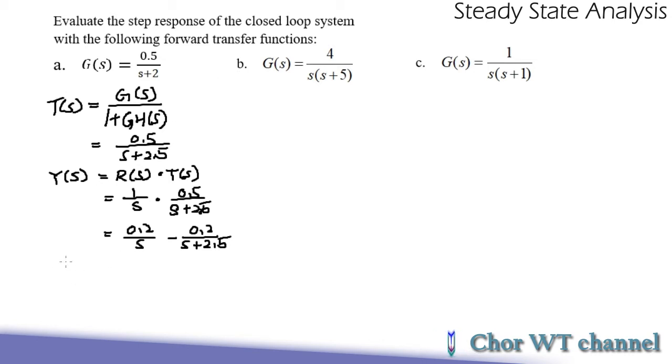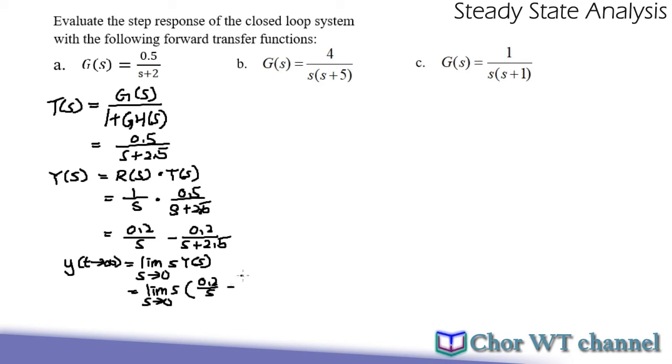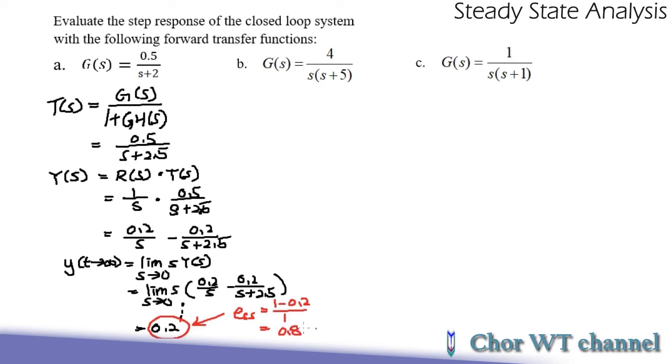And if we want the output as t approaches infinity, it will be equivalent to the limit as s goes to 0 of s Y(s), which is the limit as s goes to 0 of s times 0.2 over s minus 0.2 divided by s plus 2.5, which eventually will give us 0.2. And from here, we can know that my steady state error, based on this final output at time equals infinity, will be equal to 1 minus 0.2 divided by 1, which is 0.8, or we can say it is 80% error.